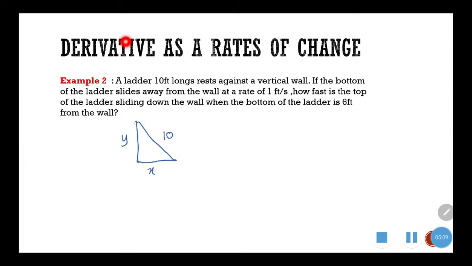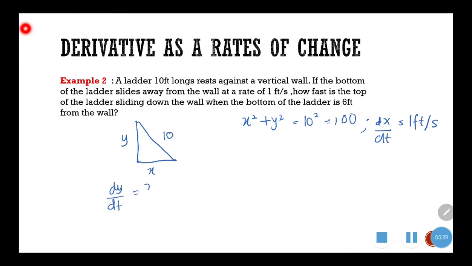Okay, saya erase tadi and I tulis cantik-cantik sikit lah. So we have x here, y here and 10 here. So from here maknanya kita ada x square plus y square equals to 10 square or 100. And what is given to us? dx over dt is equals to 1 feet per second. Then we know that the question wants us to find what is dy over dt at x equals to 6 feet.